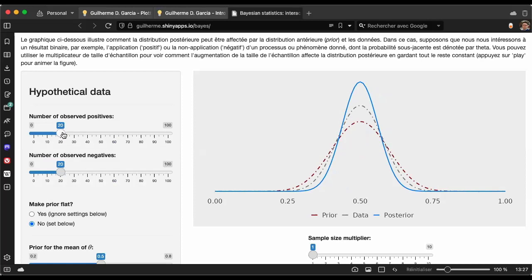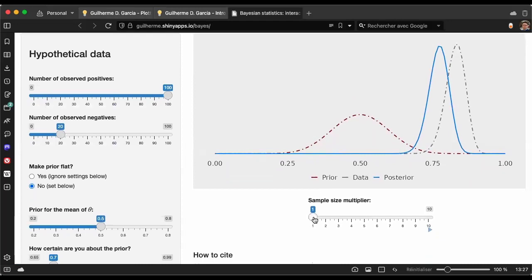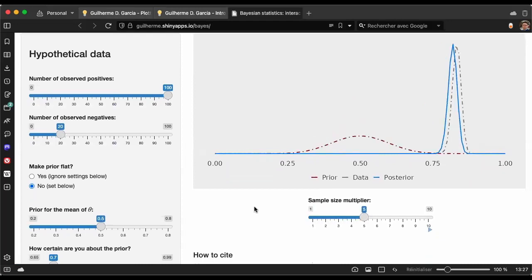But if I collected 120 points, 100 of which were positive and only 20 of which were negative, now the posterior is much closer to what I observed than to what the literature says. Now we can, of course, multiply the sample size, and as we do that, our conclusion will be more and more similar to what we observe in our data, because it's just so much evidence against what has been said before that the posterior just can't do anything but to move towards our data. So that's kind of the intuition behind it.